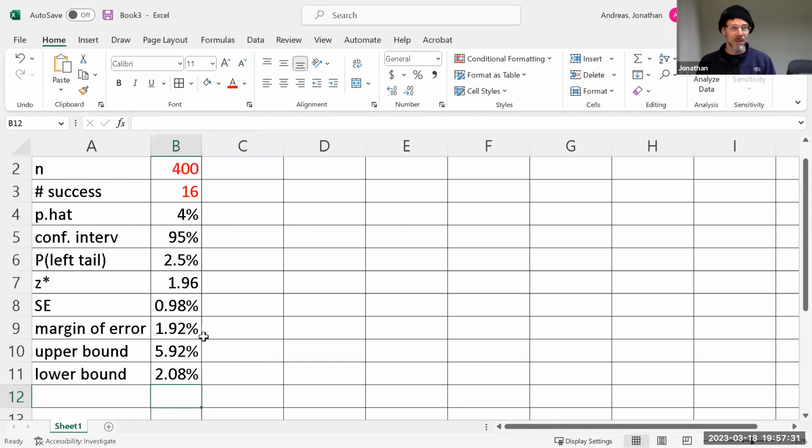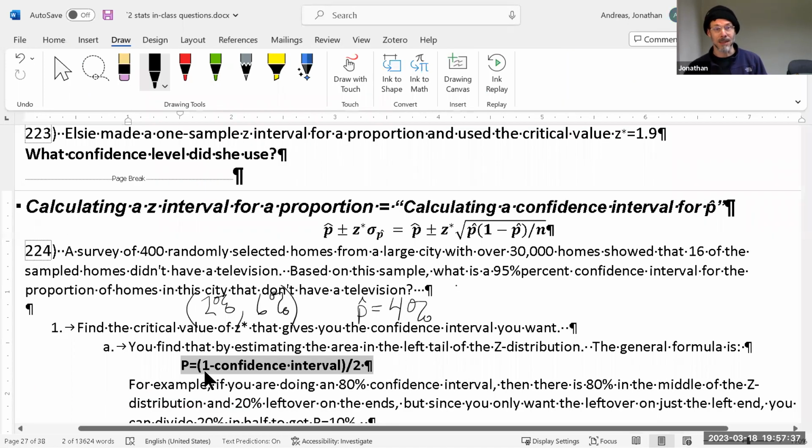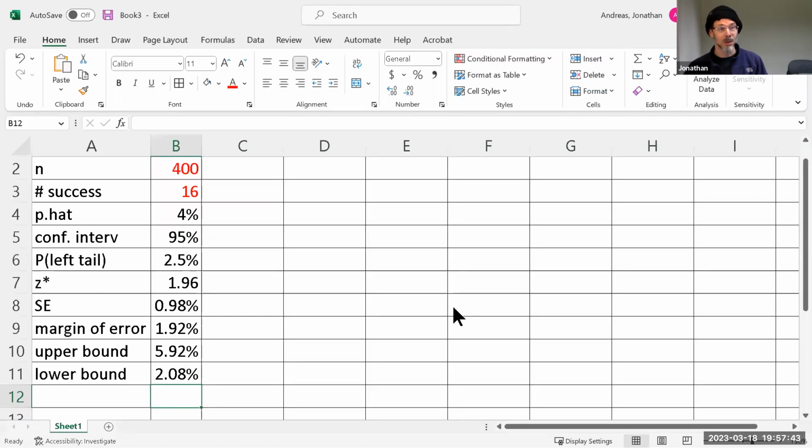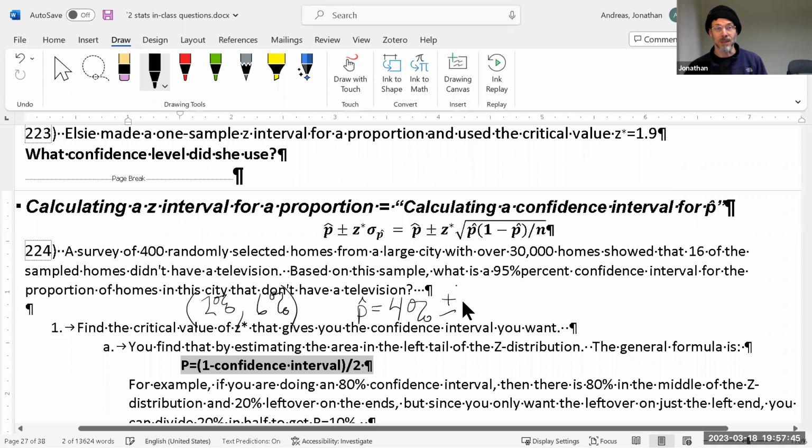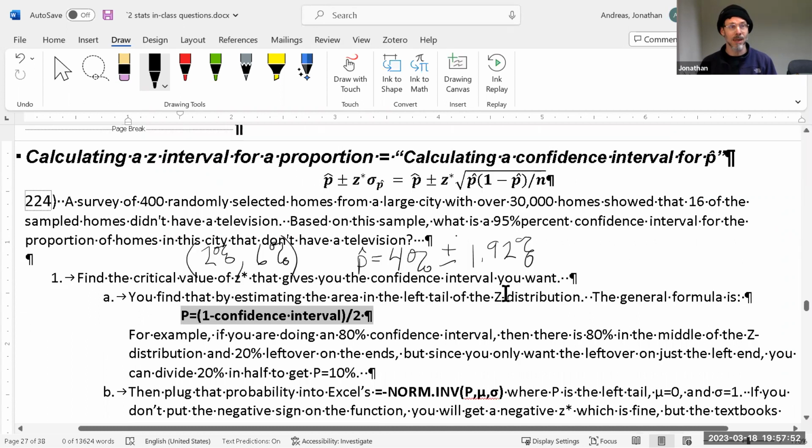But these are different ways of presenting it. The other way of presenting it is that p hat is 4% plus or minus our margin of error, which is 1.92%. There we go. So that's how you do that.